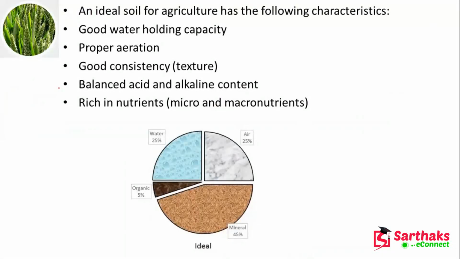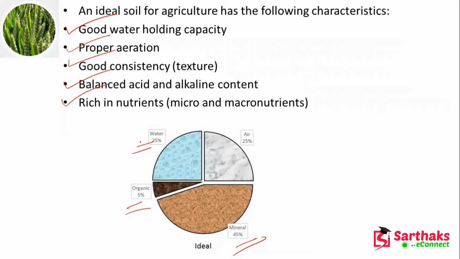So an ideal soil in agriculture has several characteristics, right? Good water holding capacity should be there, proper aeration, good consistency, balanced acid and alkaline content, rich in nutrients. And if we analyze the soil, you can see that the air is 25%, mineral will be 45%, organic compounds 5%, water will be 25%. So in this ratio, if it is ideal soil, it should have all the content in this ratio. So the good water holding capacity should be there. Otherwise, if I am going for irrigation, you can see that it cannot hold the water, so the crops will be damaged. Then another thing that is very important is the good consistency. For the whole field you should have good consistency, and a balanced acid and alkaline content.